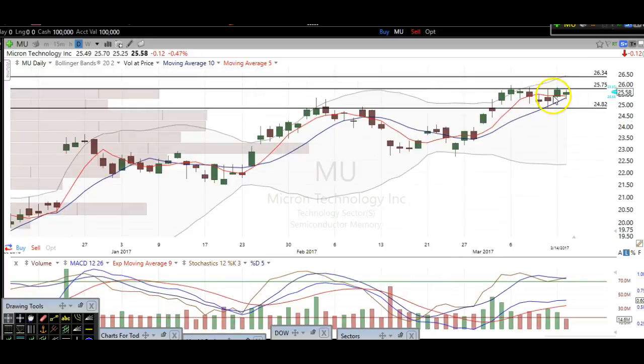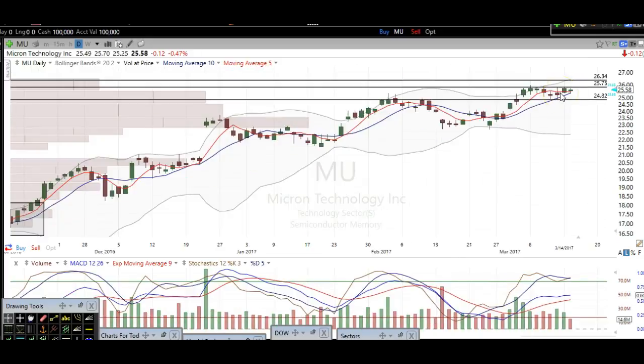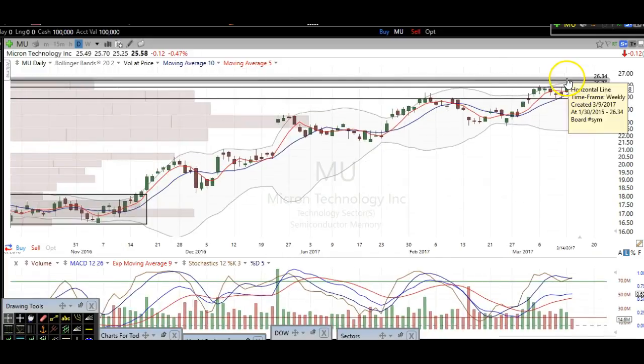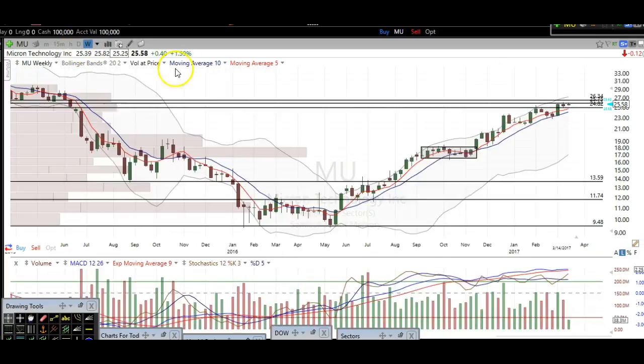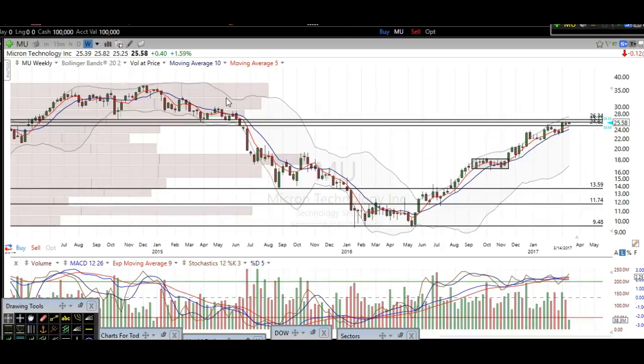But if you look, we've got a resistance level just above us, just above $26. And I'm going to go to the weekly time frame, and you're going to be able to see it. So that 26.30 level is the top line of these three lines right here, and you can see it was support right here, and this is going back all the way to 2014, 2015.